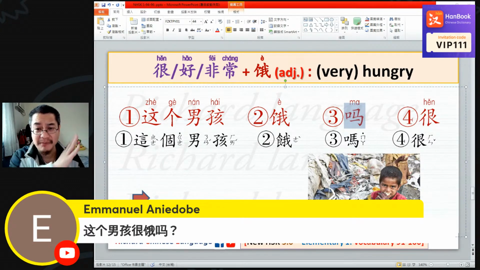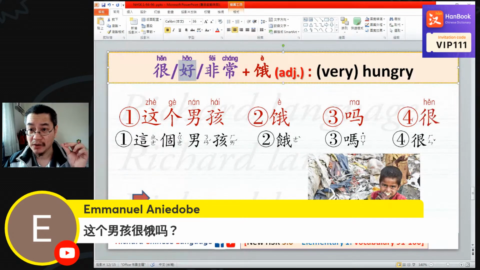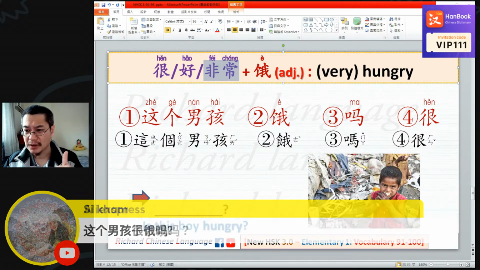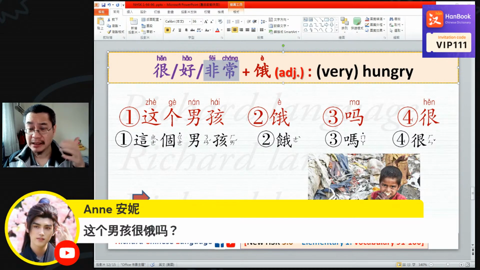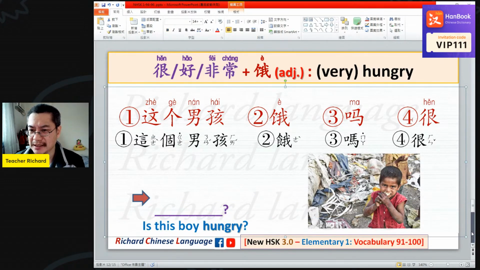Once again, we put 吗 at the end of the sentence to form a yes/no question. And 很 is also a necessary function word to modify an adjective. So we say 很饿. You can also say 好饿 or 非常饿. 这个男孩很饿吗? Cool.